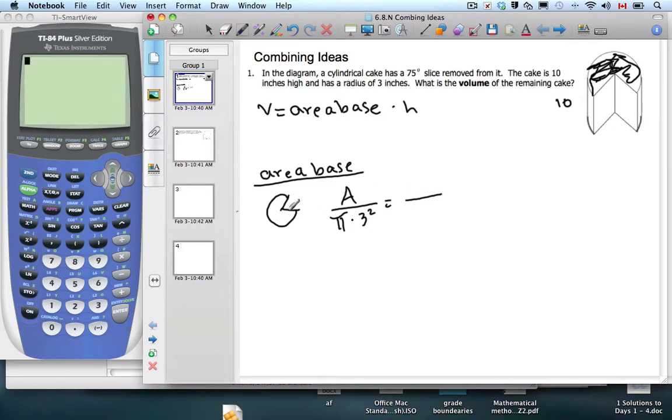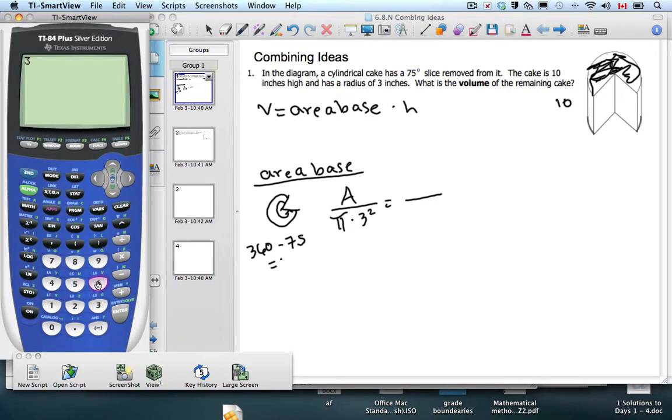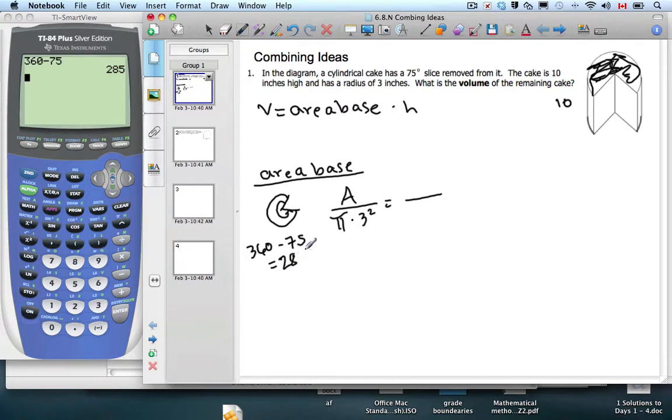And we have to know what this is. We're missing 75, so 360 minus 75 is 285. Is that 285 or 275? It's too late in the day to figure that out for sure. Those tens places always mess me up. 285. Okay, so I know I have 285 degrees left, which corresponds to the area I'm looking for, over a total of 360, the whole circle.